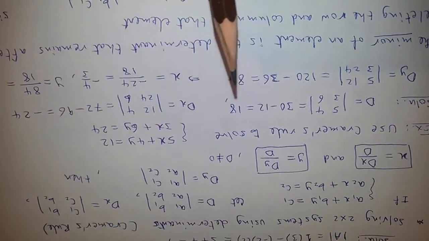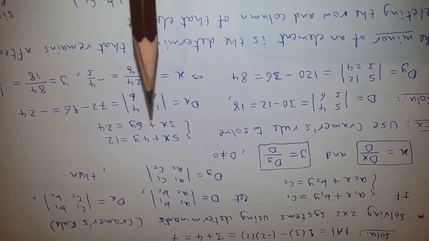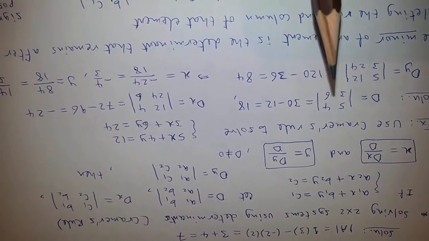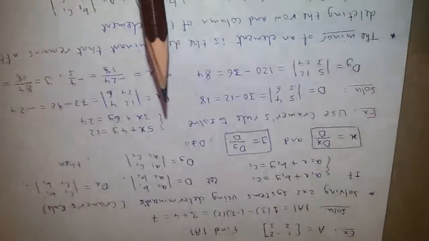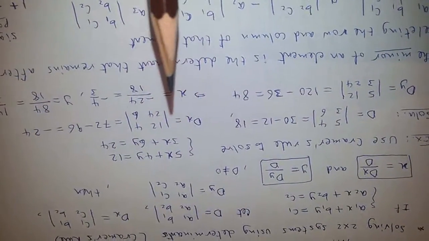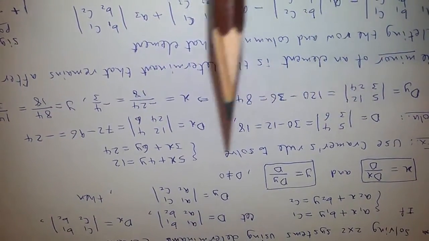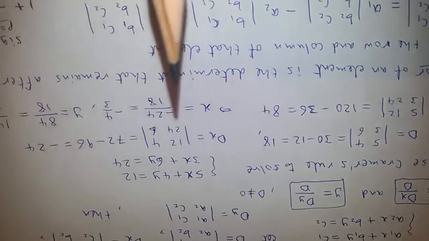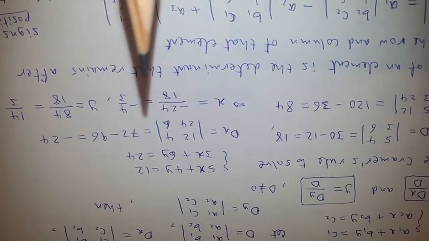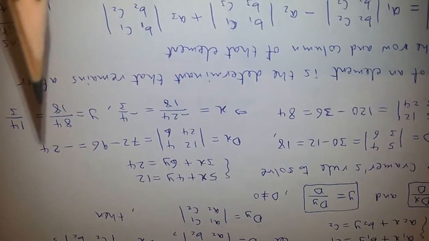So let us form the determinant D. 5, 3, 4, 6. Find the determinant. 30 minus 12, 18. Okay. Now let us find the determinant dx. Go to the column of X, 5, 3, and replace it by 12, 24. Now find the determinant. 12 times 6 minus 4 times 24, it is negative 24.